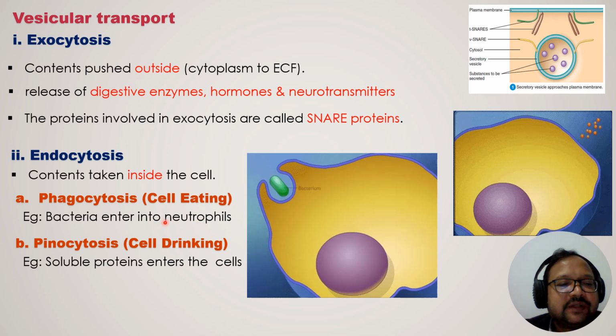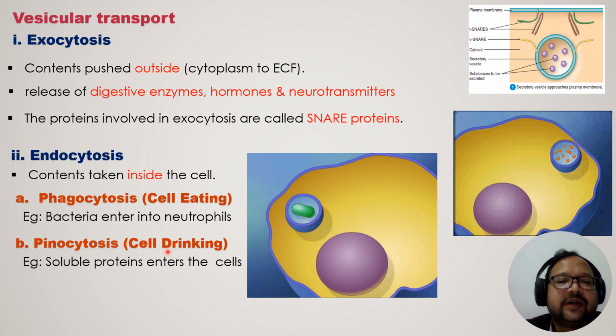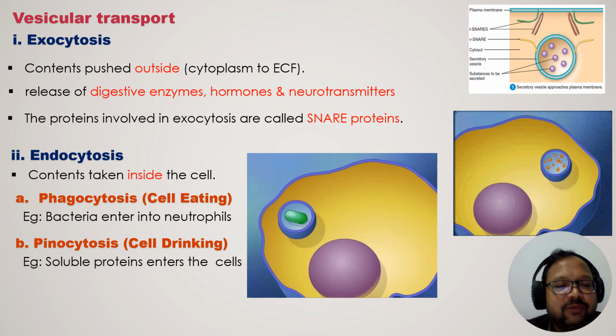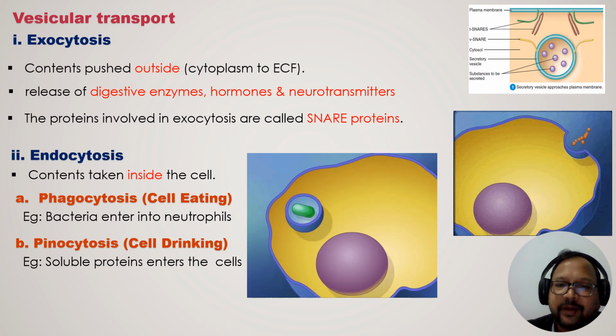The best example of phagocytosis is bacteria entering a neutrophil. The best example of pinocytosis is whenever soluble proteins enter the cell.